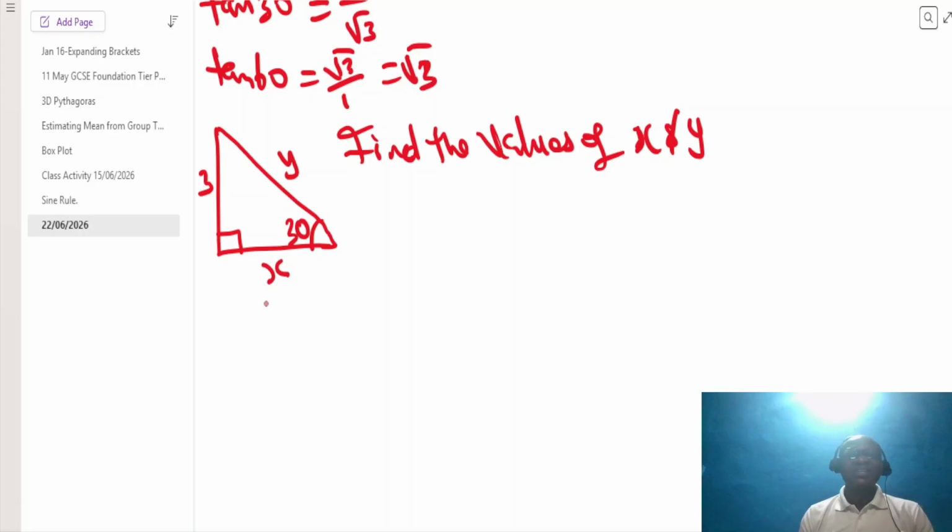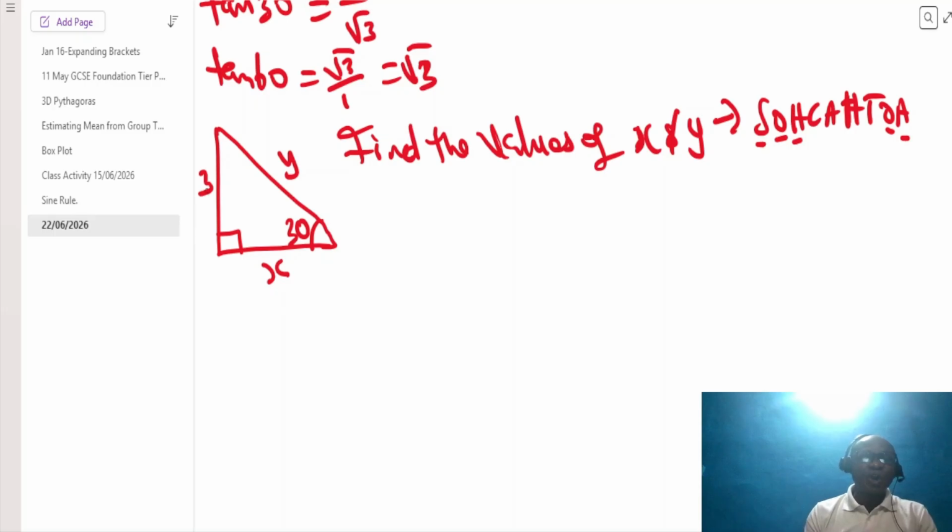Opposite over adjacent is tan, using our usual memory tool called SOHCAHTOA. You can now see that sine is opposite over hypotenuse, and tan is opposite over adjacent. So if I want to find X, I can use the opposite of 30 and the adjacent of 30, which is 3 and X, to find the value of X. I now write tan 30 is equal to 3 over X, opposite over adjacent.